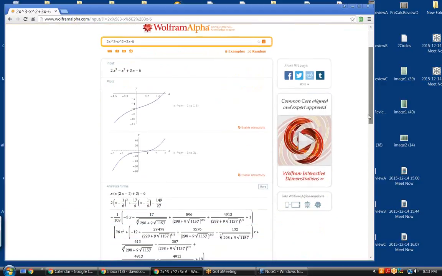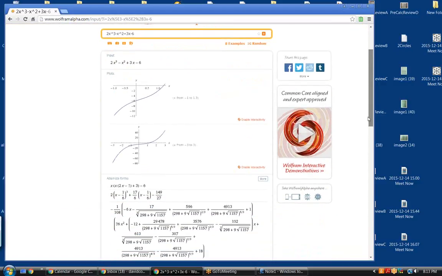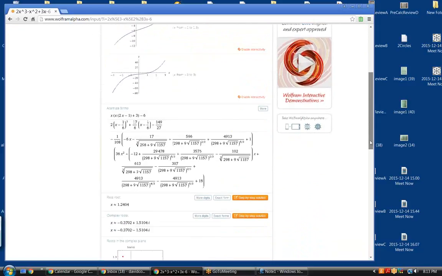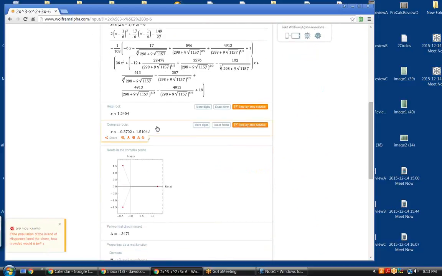Now, it also gives you the zeros. If I look down here, it gives me the real zeros. Notice that I do not have a rational solution. I've got two imaginary solutions, and I have what appears to be an irrational solution.